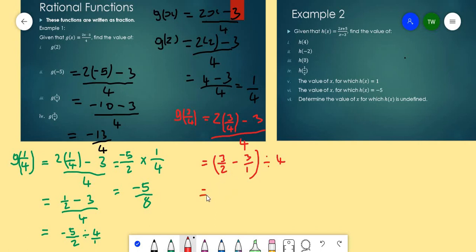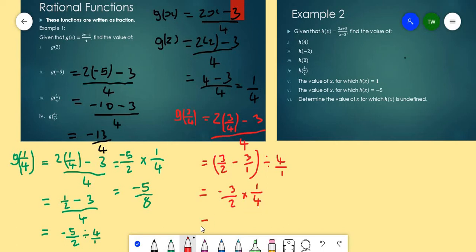So here, 3/2 minus 3/1, that's just going to be negative 3/2. Remember, dividing by 4 is the same thing as saying dividing by 4/1. So here, I'm going to change my division sign to multiplication. And I'm going to invert this fraction so it becomes 1/4.